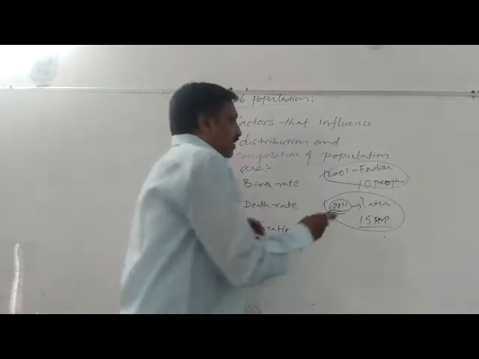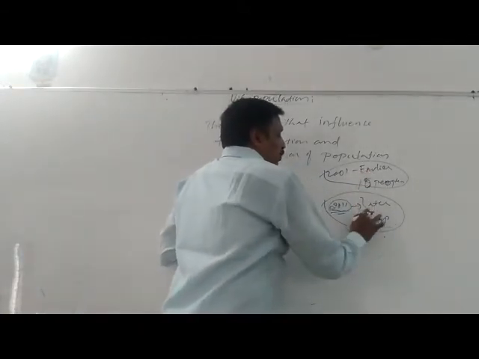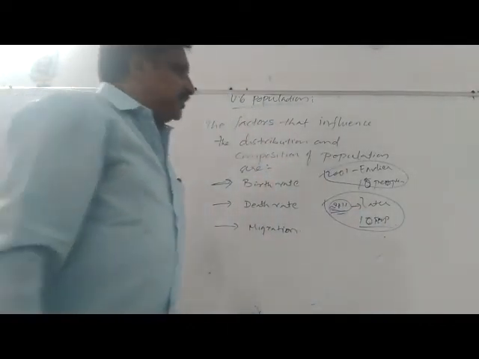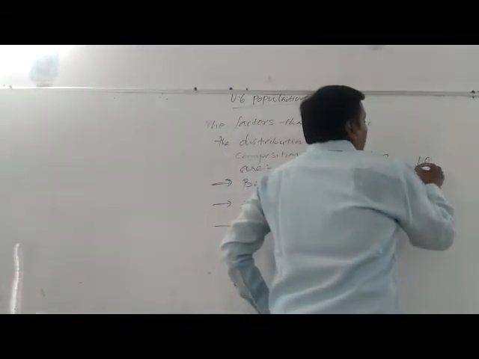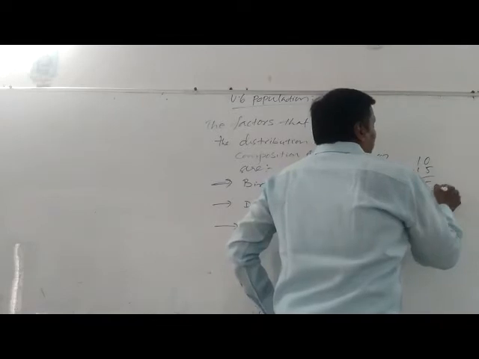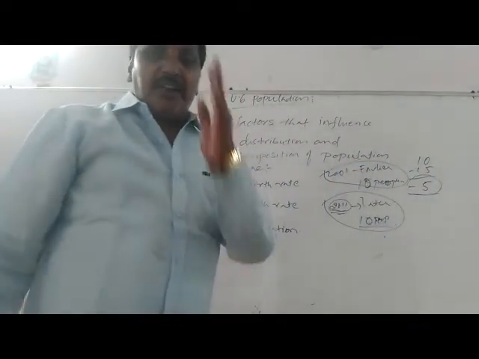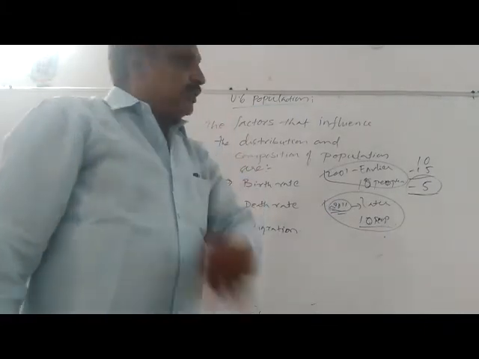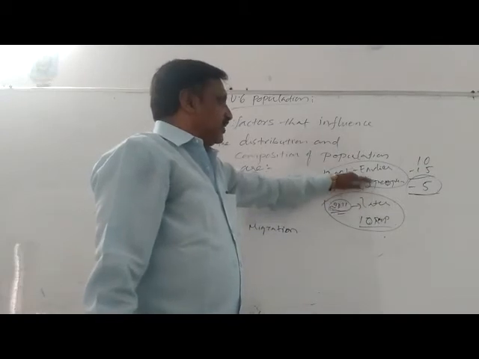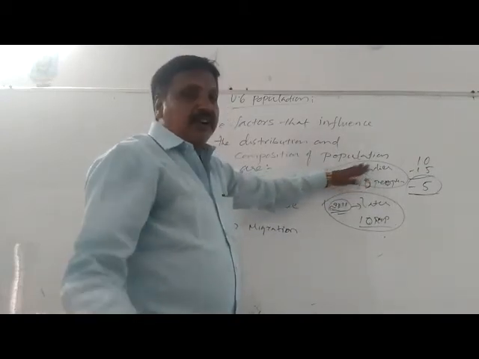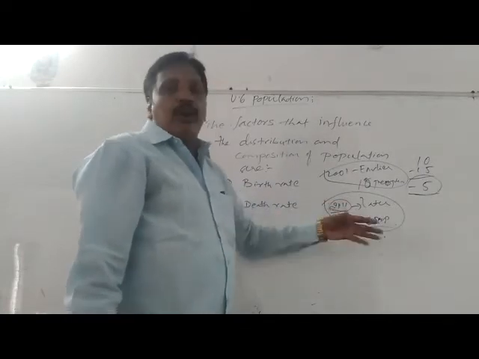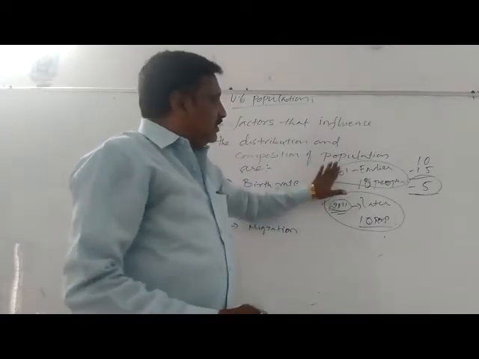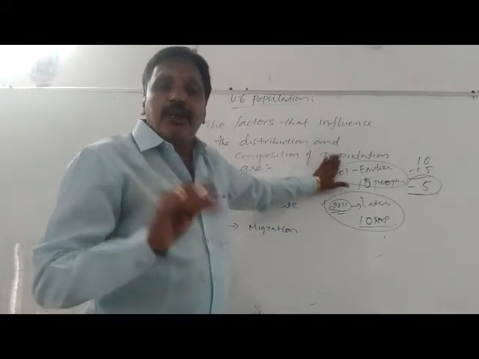But here 2001 population is 15, 2011 population is 10. What will be the result? 10 minus 15 is minus 5. Means what happened to population? Decrease. Population decreased by 5. Got it? 15 people were there in 2001 in a particular country X, and in 2011 it means 5 people got decreased.